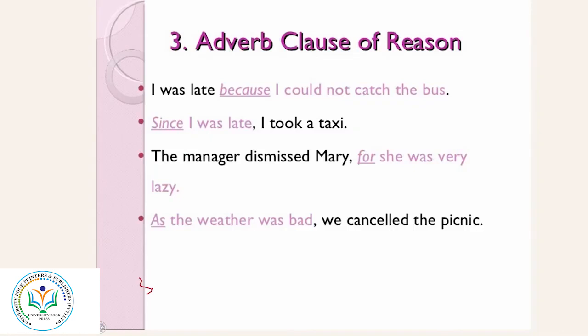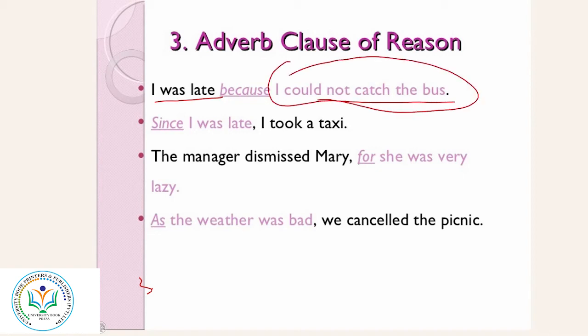I was late because I could not catch the bus. ये अब इसकी reason हो गई. Why the verb is done? Because he or she was late. Since I was late, I took a taxi.